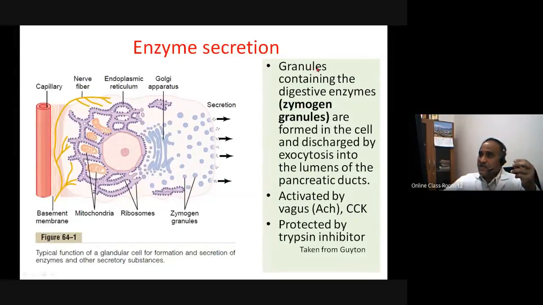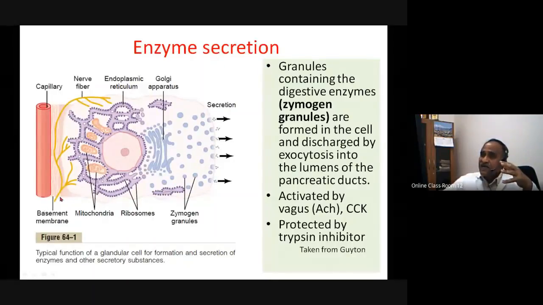So these granules containing the digestive enzymes, what are called the zymogen granules, are formed in the cell and discharged by exocytosis into the lumen. Here you just see the exocytosis, the breaking down of this vesicle, so this is released into the lumen. This is the duct. So now you have the various structures.